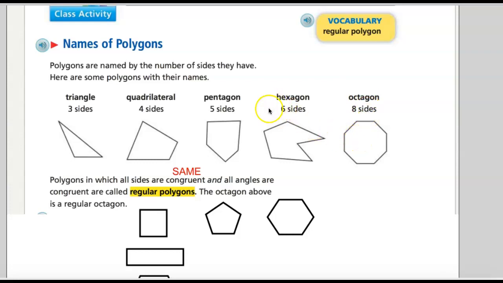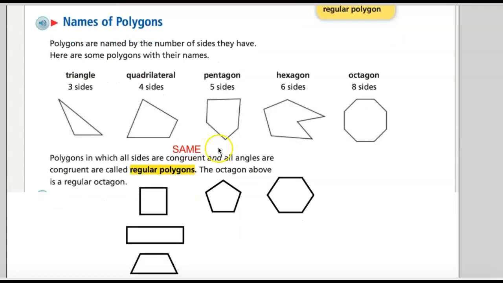Now, what they want you to know is that there's irregular, like this craziness and this craziness and this craziness. These are irregulars, but we do have what's called regular polygons. So let's talk about that. And it's got a big fancy word. We're going to talk about that as well in case you haven't memorized it. Polygons in which all the sides are congruent. Fancy big word for same. Congruent just means same, or all sides are the same and all the angles are the same, so it's congruent, are called regular polygons. So this octagon that's up here, that's regular.